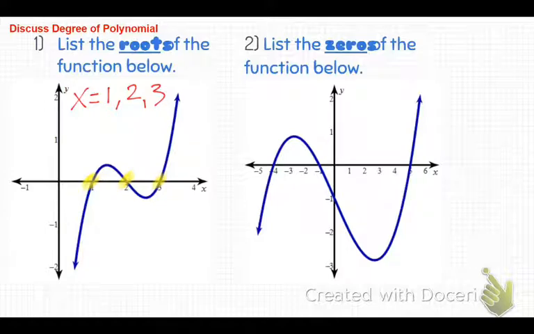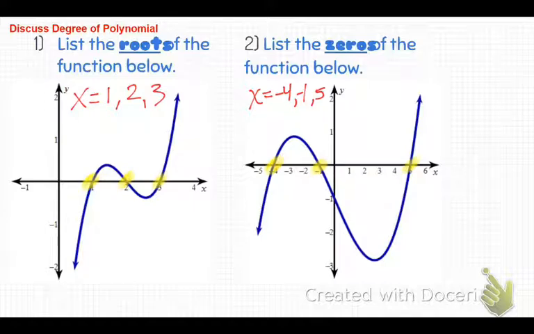Okay. Number 2 says list the what? Zeros. So where are my zeros at? Every time I go through the x-axis. Zeros are the same as roots, just a different word for them. So where are my zeros for number 2? -4, -1, and +5. So how do I write the zeros? X equals -4, -1, and +5. Is that okay so far? Not too bad? Okay, it's easy. Don't say that. It will stay easy. We'll keep going over it.